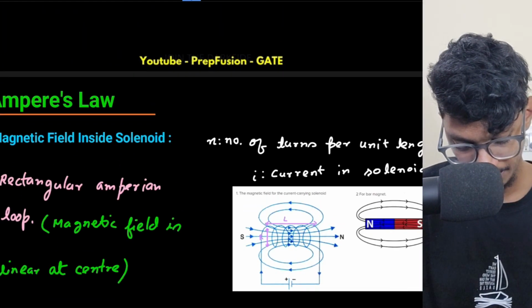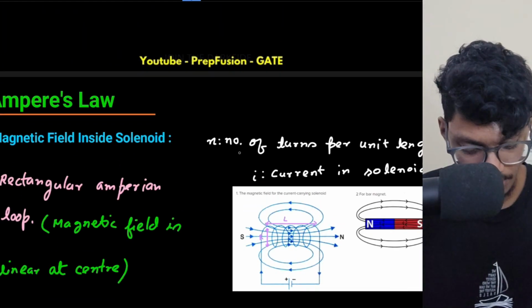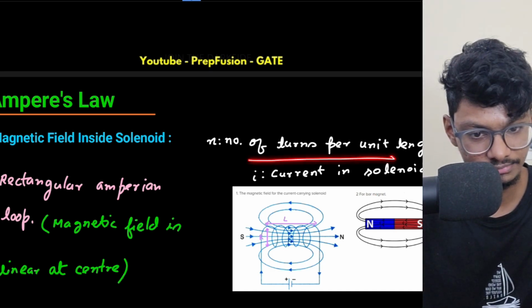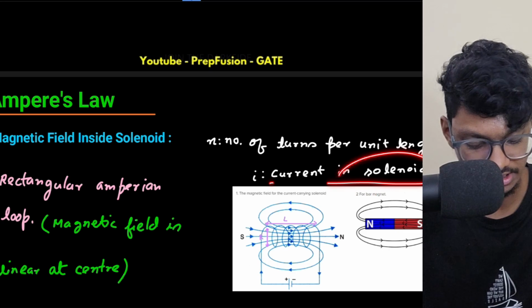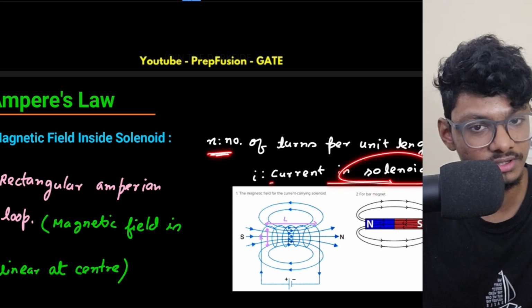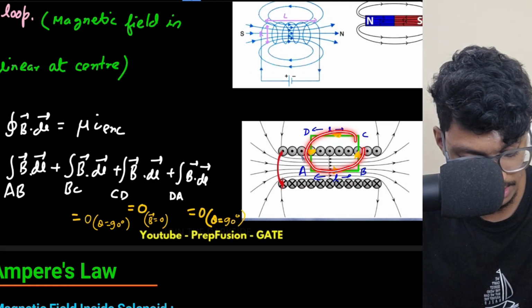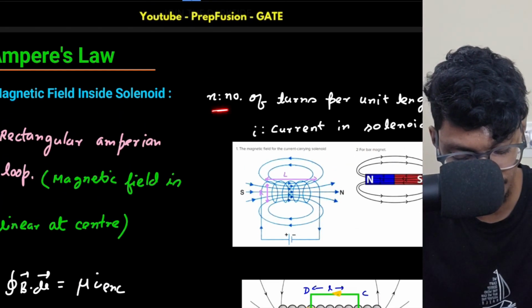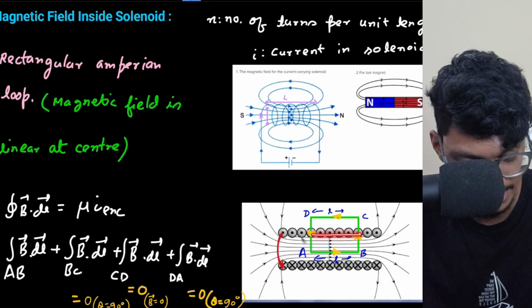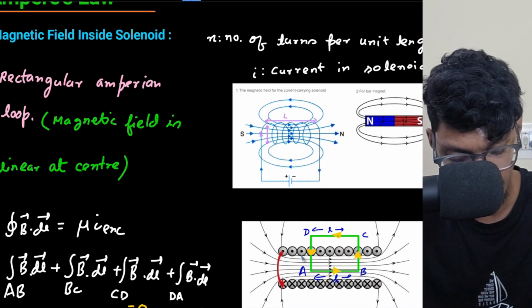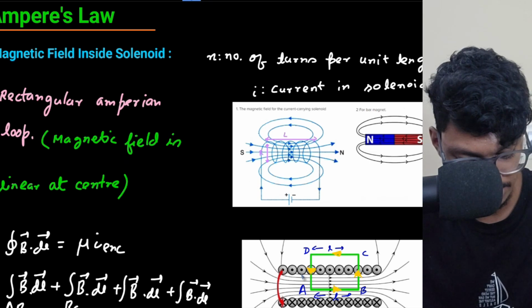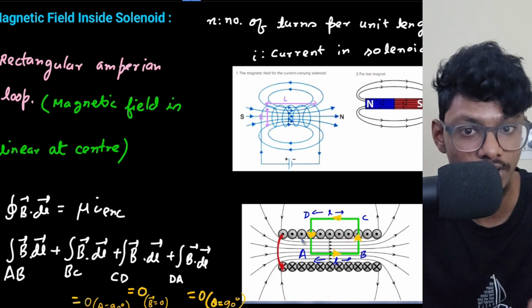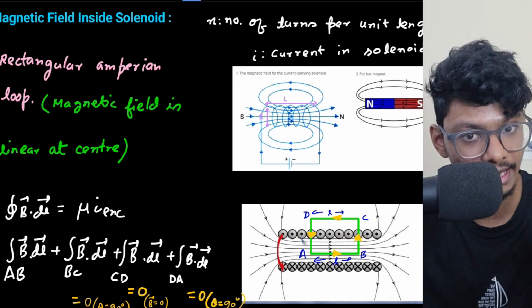Here I have given you parameters like n and I. n is the number of turns per unit length, and I is the current in the solenoid. So here, how many turns do I have? L times small n. If I multiply L with small n, I will get the number of turns in this particular length, and that many turns I have. Each turn has current I, so overall nL turns will have nLI current.